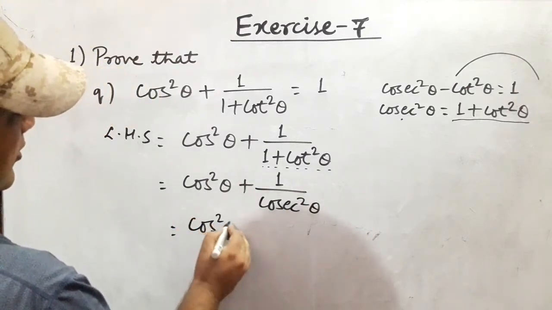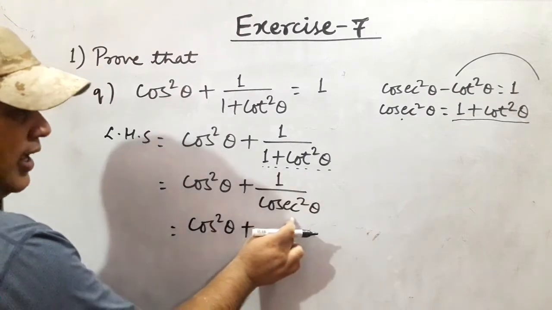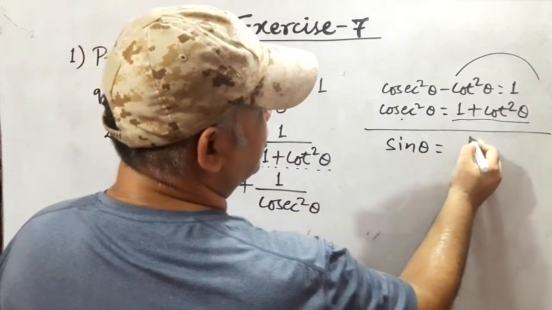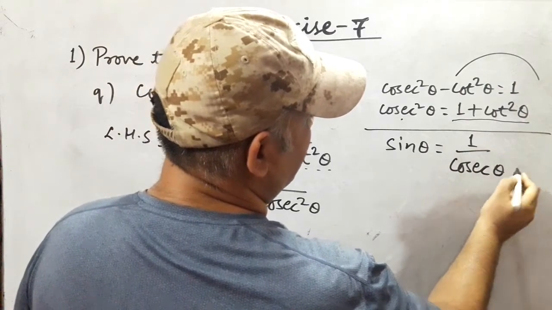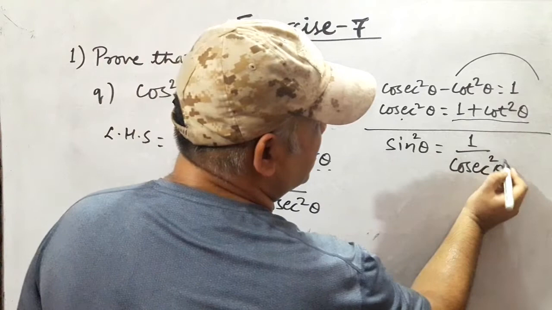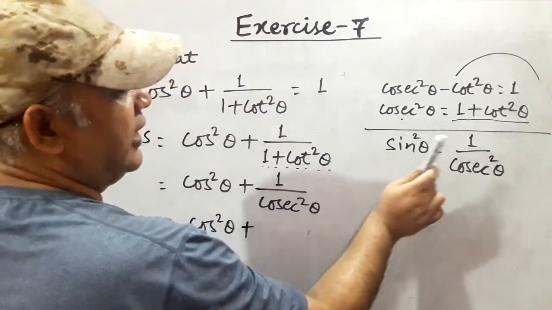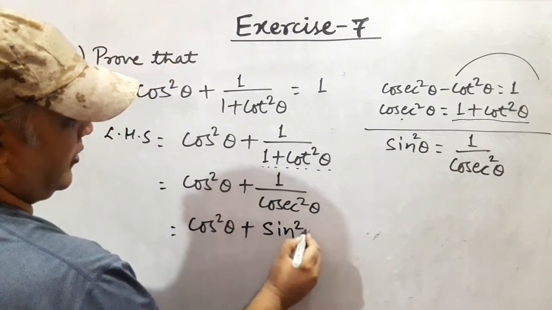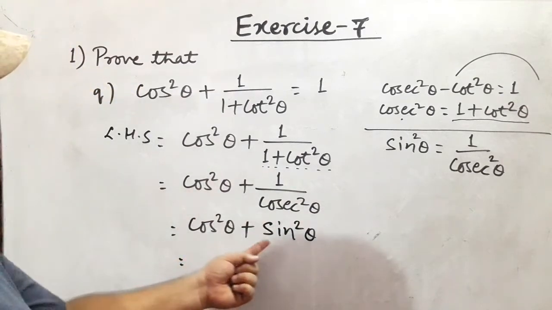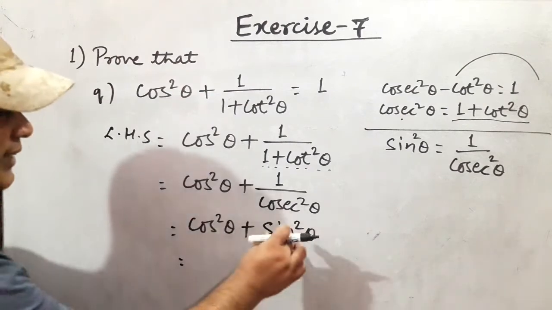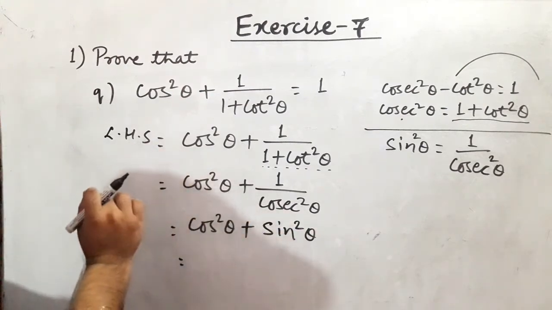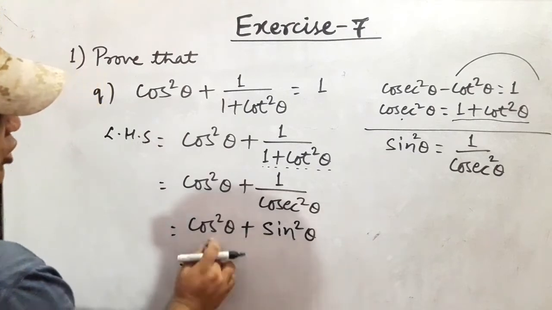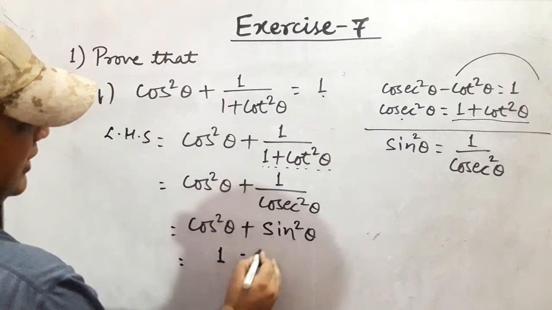Cos square theta plus 1 by cosec square theta. So what is 1 by cosec square theta? Let's see, sin theta equals to 1 by cosec theta. Then sin square theta equals to 1 by cosec square theta. So 1 by cosec square theta can be written as sin square theta. Cos square theta plus sin square theta equals to 1. We know that sin square theta plus cos square theta equals to 1 from Pythagorean relation. So cos square theta plus sin square theta or sin square theta plus cos square theta is the same. So it equals to 1, which is our right hand side.